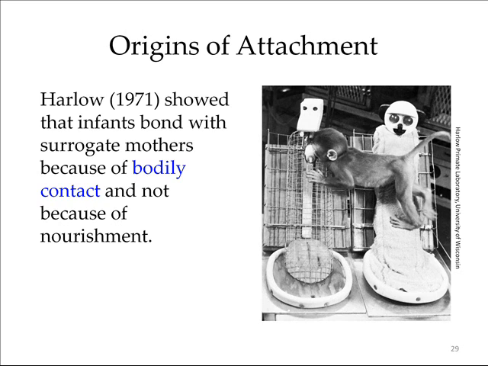The photo shown here shows two mothers. The one on the left was made of bare wire and provided the baby with nourishment. The mother on the right was made of soft terry cloth and did not provide milk. Which do you think the babies preferred? Overwhelmingly, the babies sought out the cloth mother.